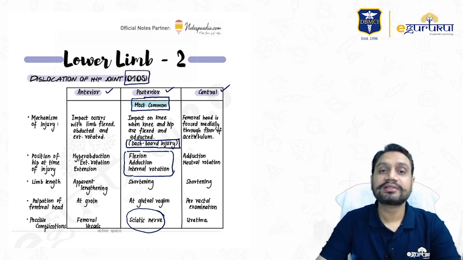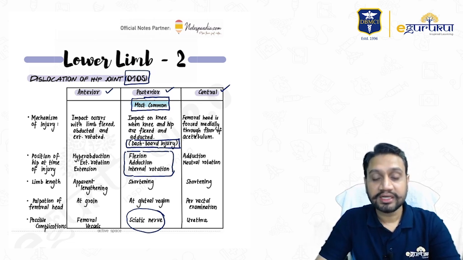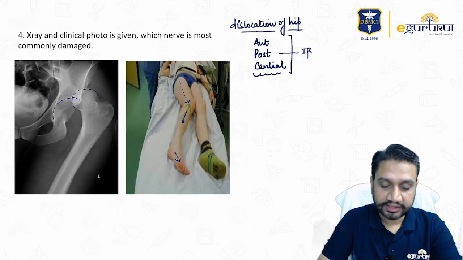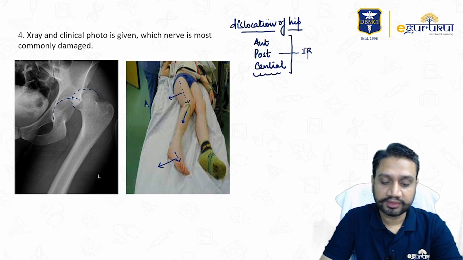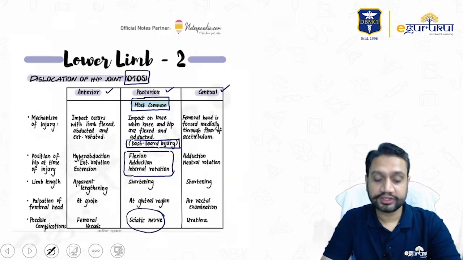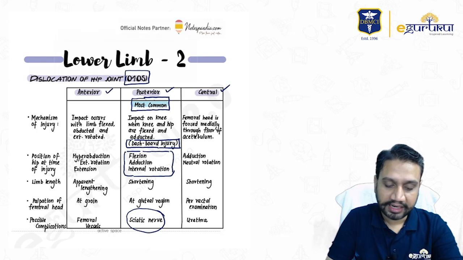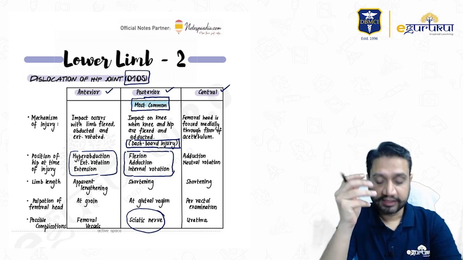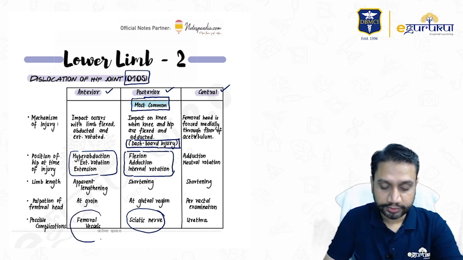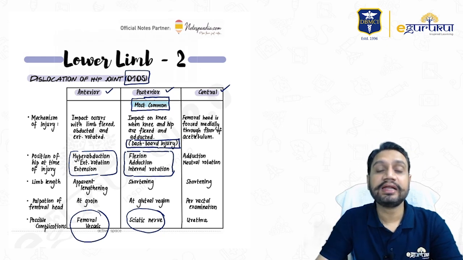Similarly, when somebody comes to you with an anterior dislocation, the attitude would be that the foot is slightly going like this and the limb will be abducted away from the midline. So abduction and external rotation is a feature which you see as a part of anterior dislocation. And then the head of the femur will be coming in front, that means the groin area. And in the groin, there are femoral vessels which can very well be damaged as a part of anterior dislocation.